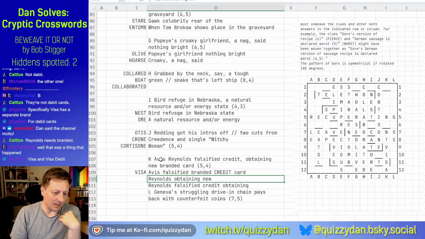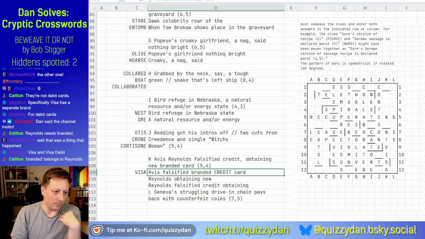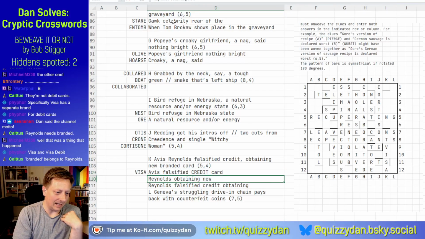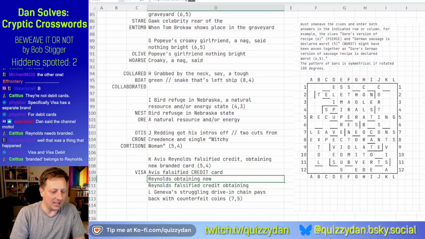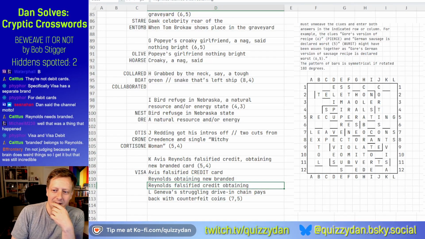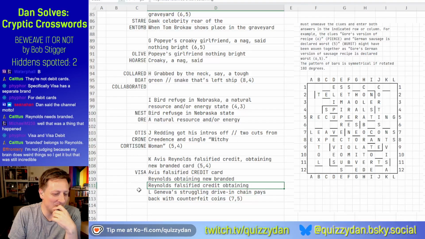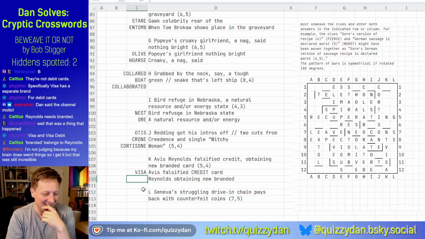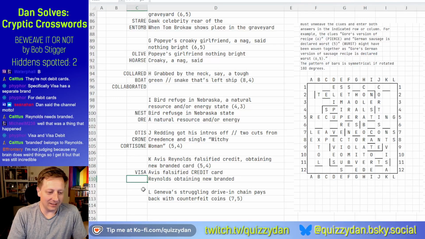So let's go with Avis falsified credit card. And not the branded. And so that gives me Reynolds obtaining new branded. Shush, everyone. Shush! Ryan Reynolds again. So it's just putting N in this Reynolds person, and I get branded.